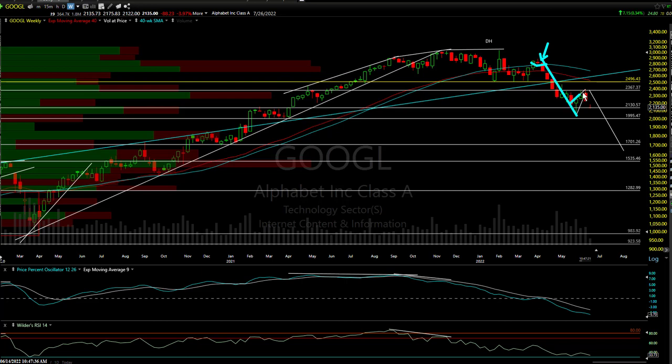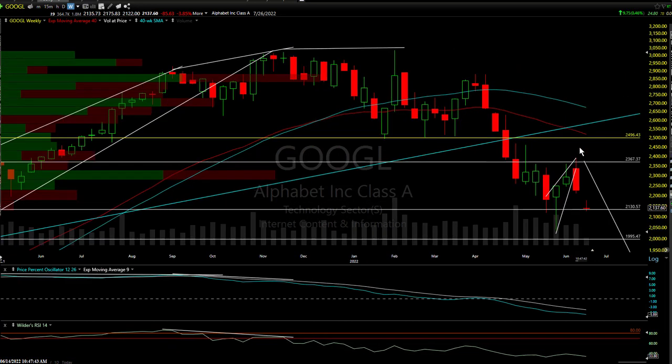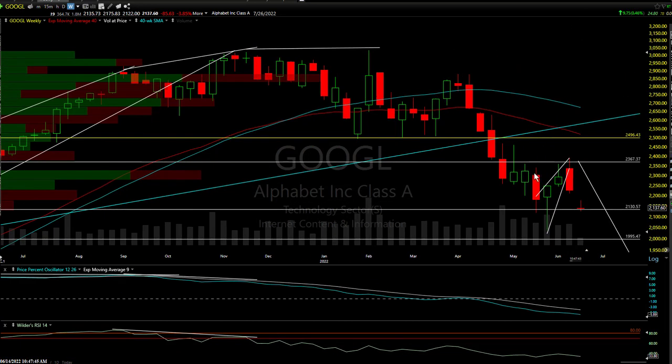Impulsive leg down, followed by what appears to be a bear flag on the weekly time frame, followed by an impulsive breakdown. That's what you want to see if you get a potential bear flag. They're continuation patterns. You want to see a breakdown that's impulsive, and so far that's the early makings of that. Now sometimes these bear flags, just as they look like they're getting going, they turn around and buy them up.